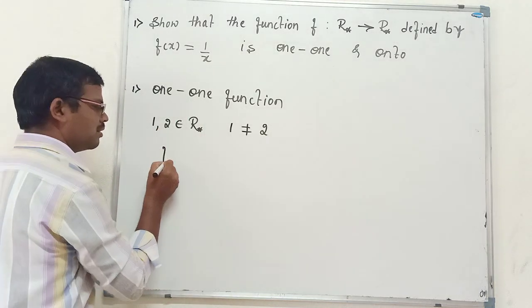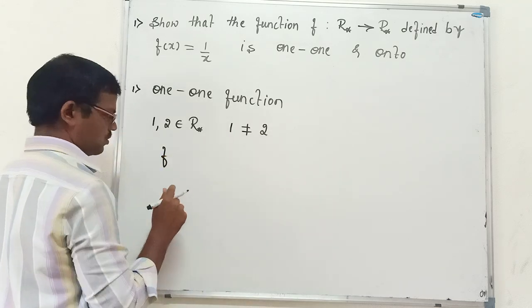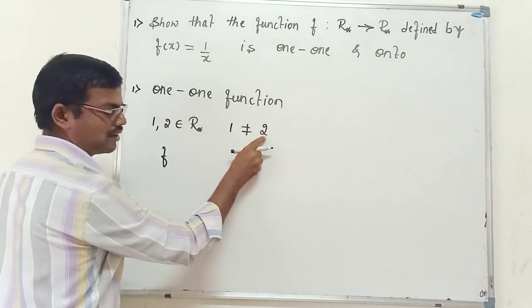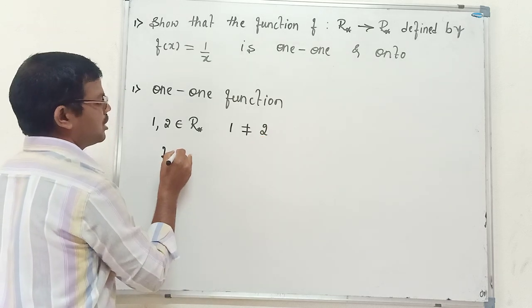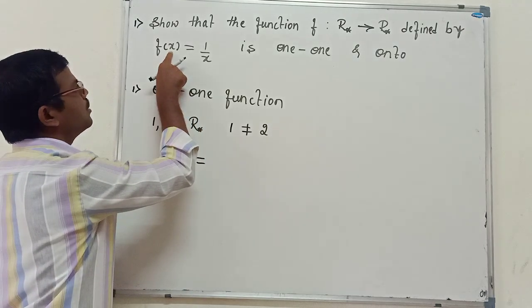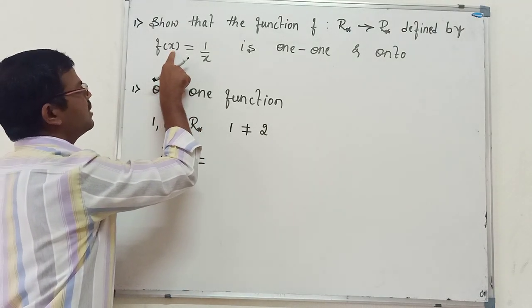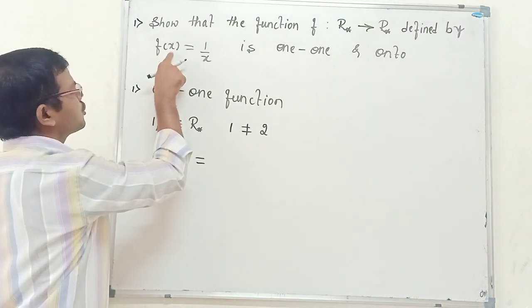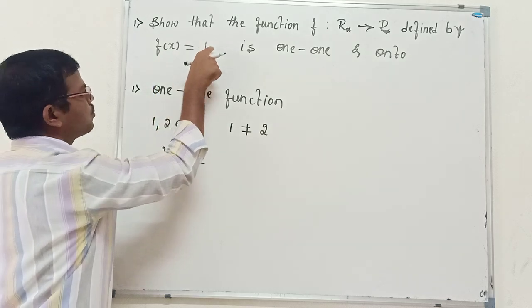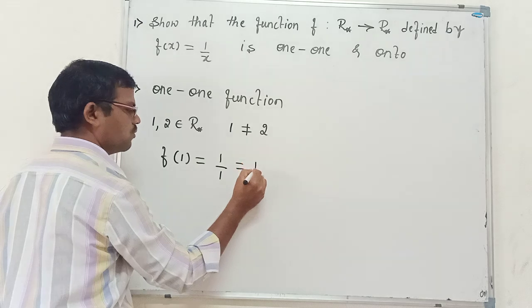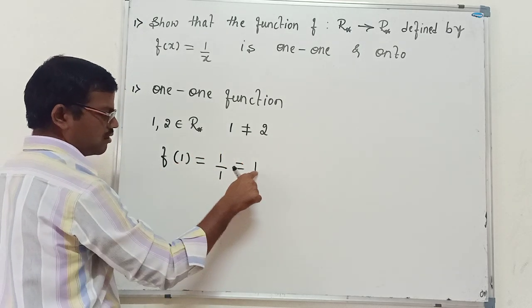Let me find out the image of the elements. What is the image of 1 and what is the image of 2? Like we have to find out. What is the image of 1? To find the image of the function, where there is x, we have to put the 1. The defined function is f of x equal to 1 by x. Then what happens? 1 by 1 is 1. The image of 1 is 1.